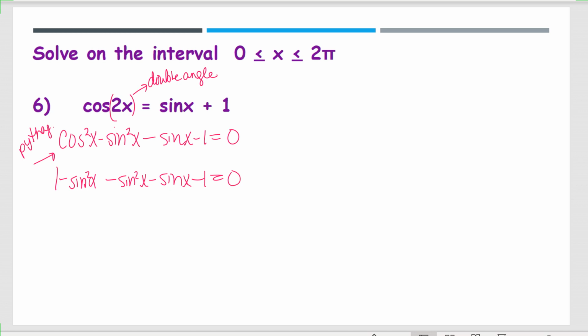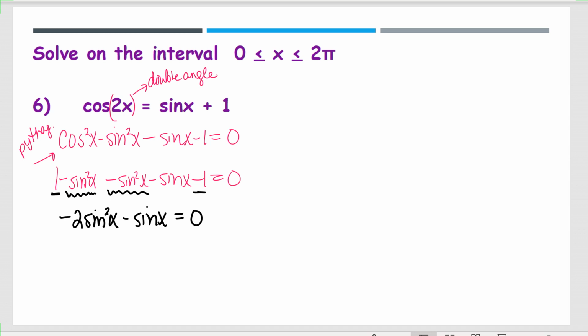Now we can start combining like terms and getting things together. So I have a positive 1 and a negative 1. Well that's 0. Awesome. Negative sine squared minus sine squared, that's negative 2 sine squared of x. Then I'm left with minus sine of x, all equal to 0.